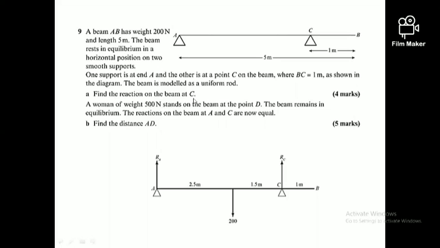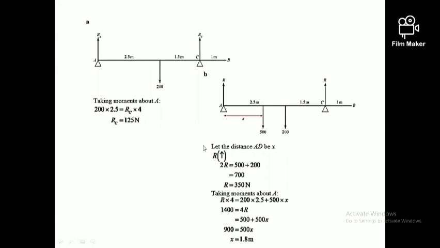Find the reaction at C. There is no specific relationship between the reactions A and C, so I just mark them as RA and RC. This is the force only, 200 downwards. Then we can work out. I'll consider the moment around A. Then you can work out the clockwise moment, 2.5 times 200, equals the anti-clockwise moment. Here the length is 4, 2.5 plus 1.5, times RC. With that, you will obtain the answer RC as 125 newtons.